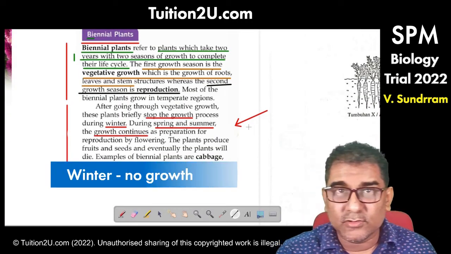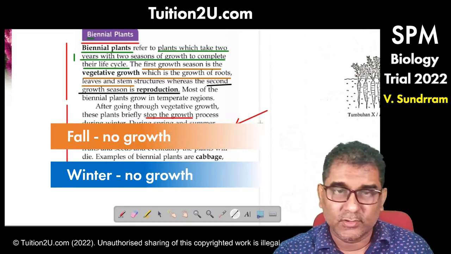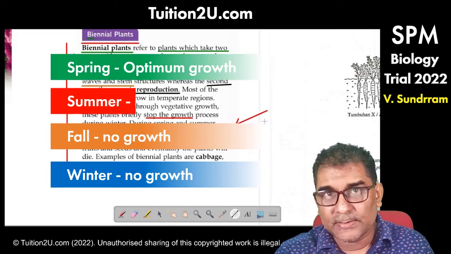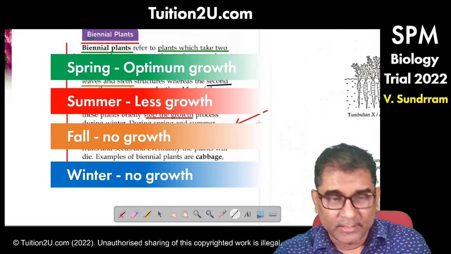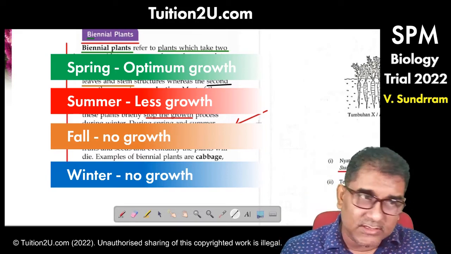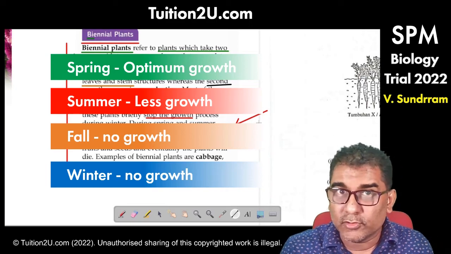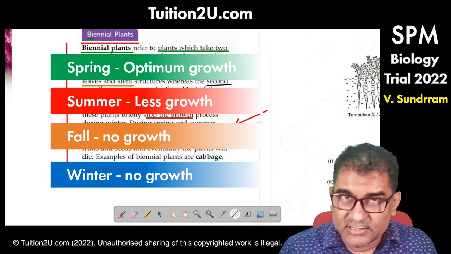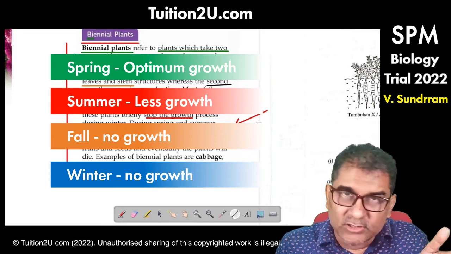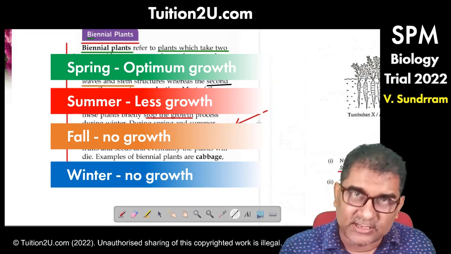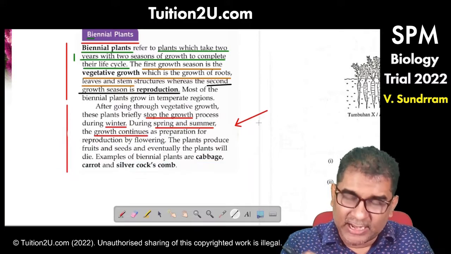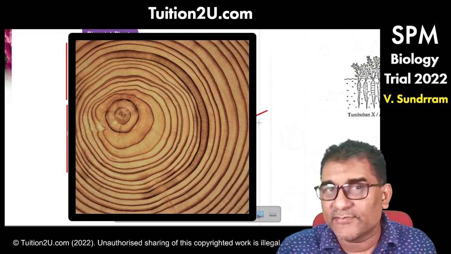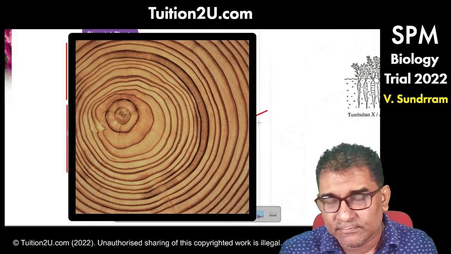In winter they don't grow, in fall they don't grow, only in spring and summer they grow. This is for biennial, we can use it for perennial. It's 4 seasons, winter don't grow, fall don't grow, only in spring and summer grow. But the growth in spring is more than summer. Because the rate of growth is different, the annual ring that is produced, different color, different thickness.